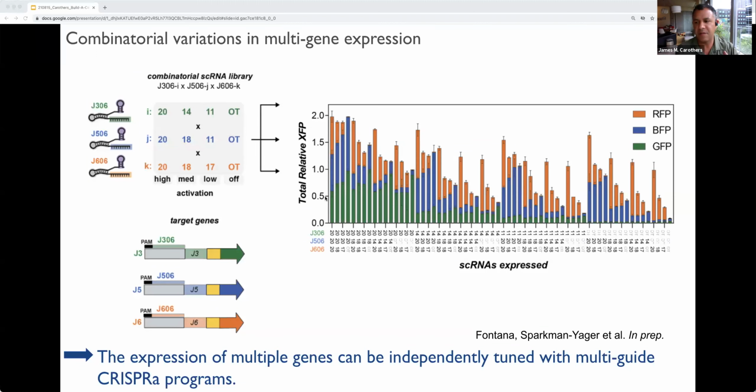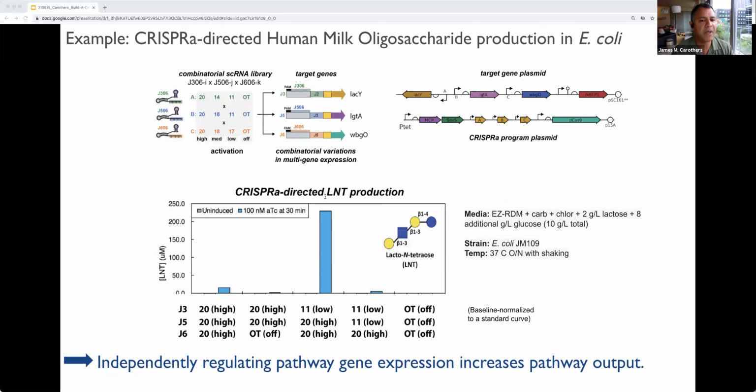And what we see is that we only get basal expression in the off-target condition. That's the one at the far right. And then predictable variations in reporter expression that depend on the identity of the scRNA program that's delivered to the strain. So this shows that the expression of these multiple genes can be independently targeted and tuned using these multi-guide CRISPRA programs.